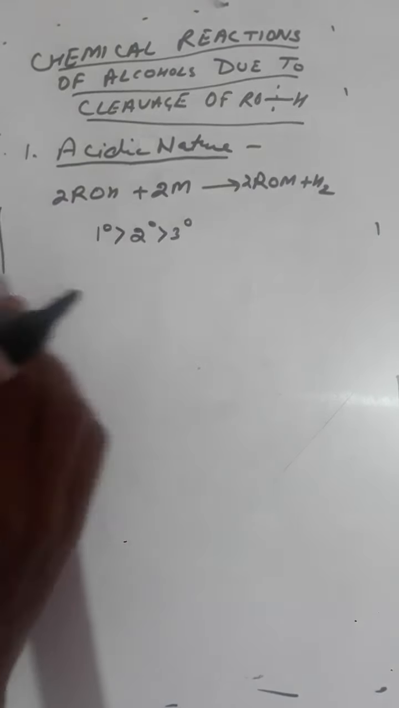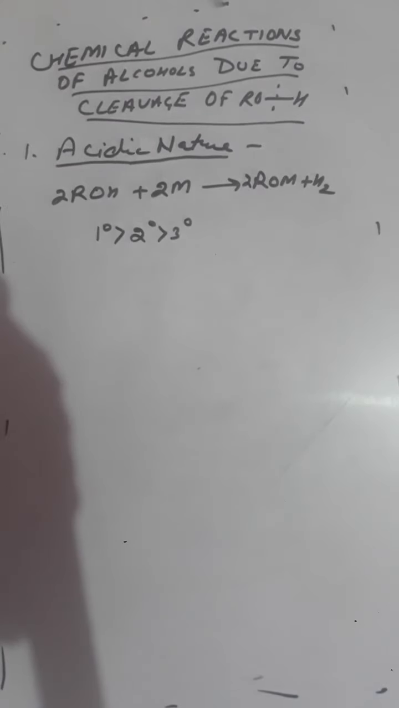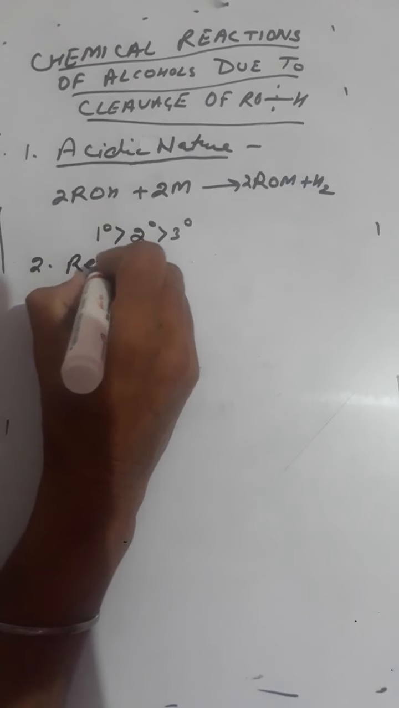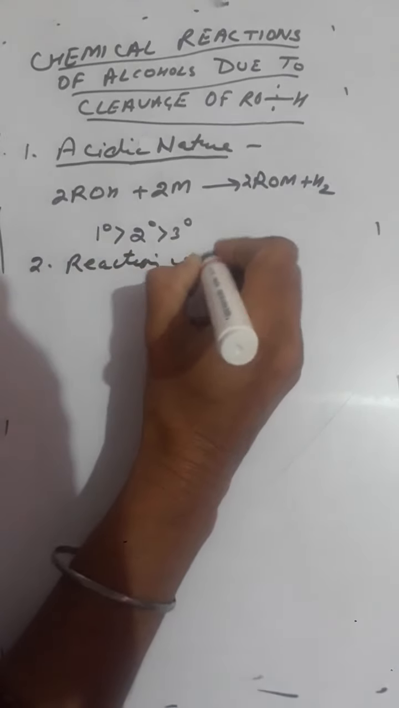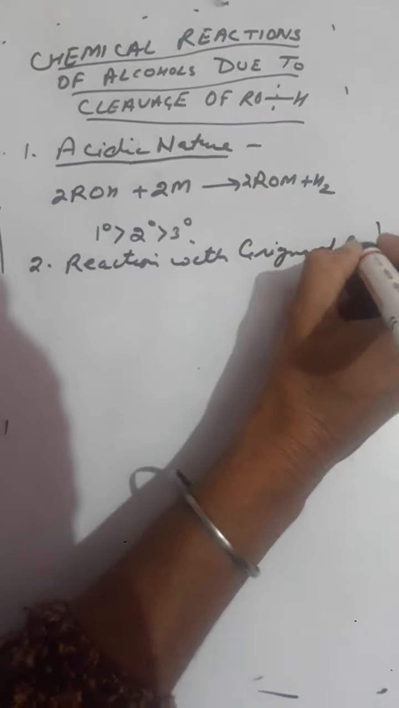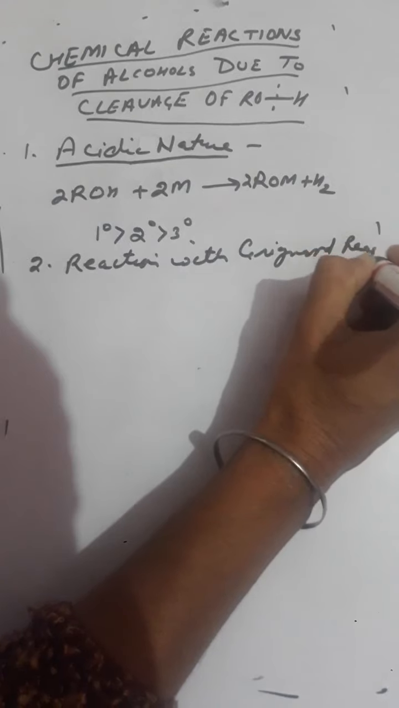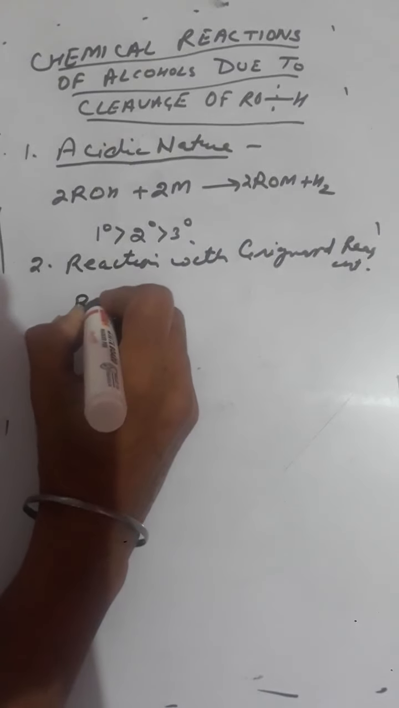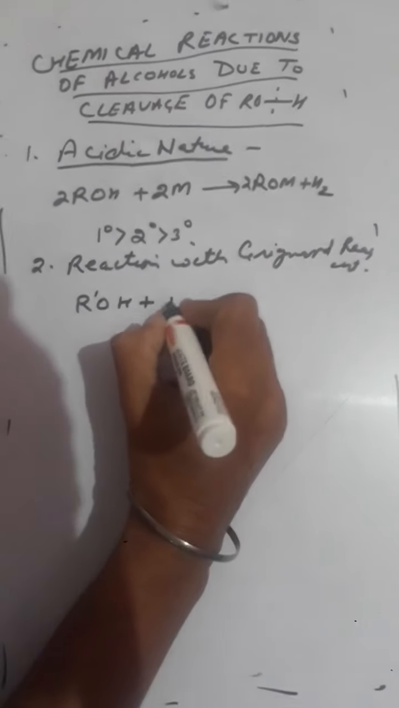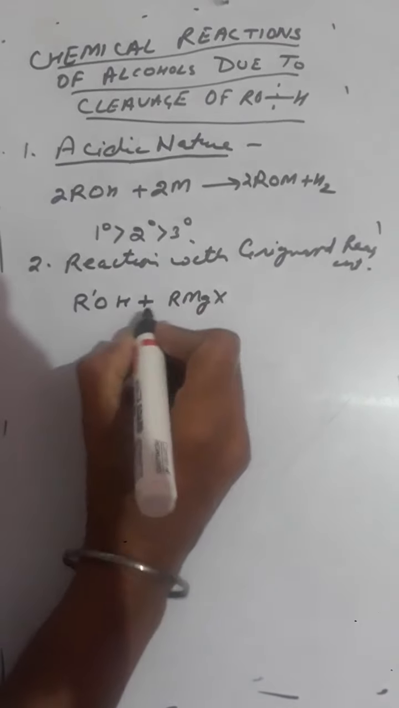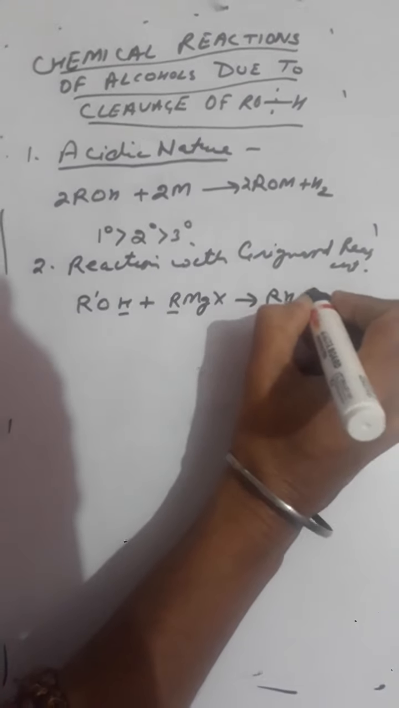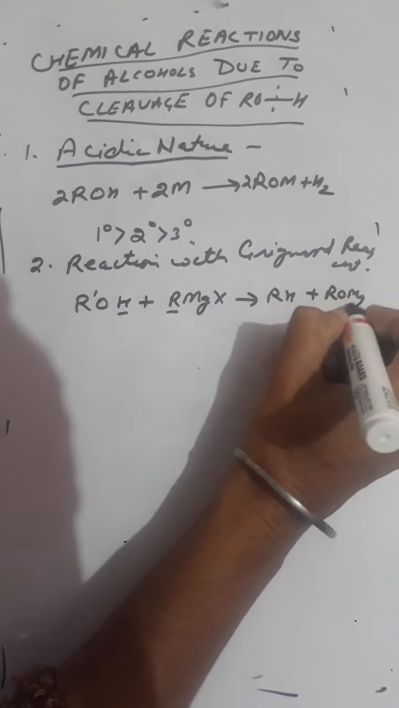The second type of reaction which comes in this category is the reaction with the Grignard reagent. With a Grignard reagent, the alcohols react to form alkanes. This is your alcohol and this is your Grignard reagent. They will react to give the alkane RH along with ROMgX.